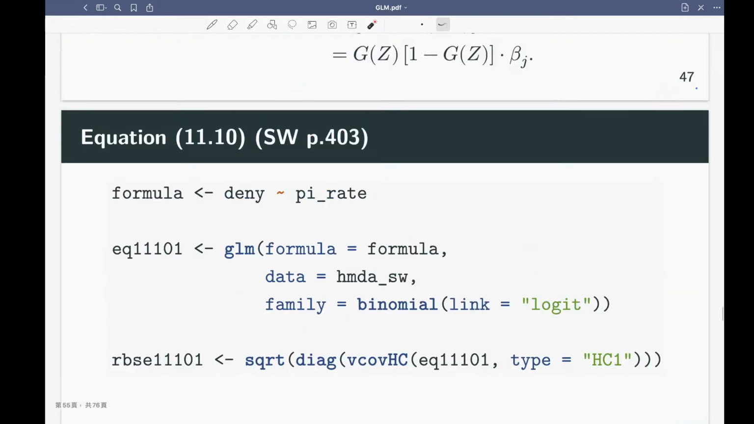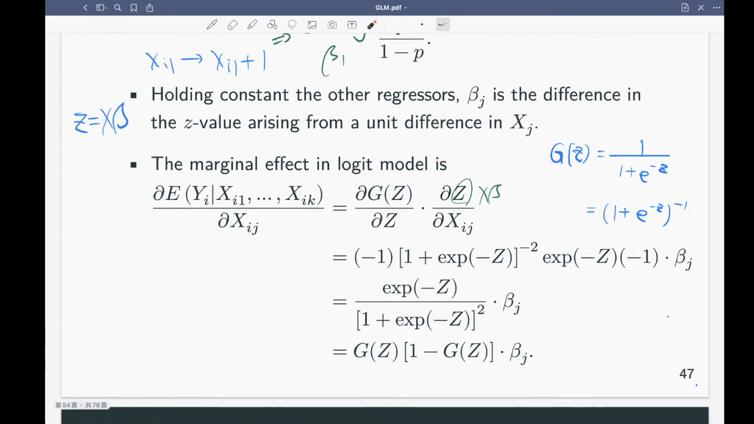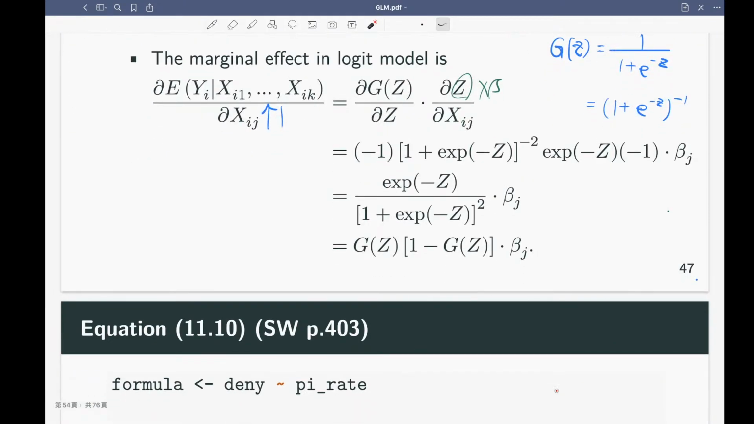And so what is the marginal effect? If x changes by 1, then the expected value of y changes like this. You should multiply these three terms together. The marginal effect is a partial derivative with respect to xi or xij.